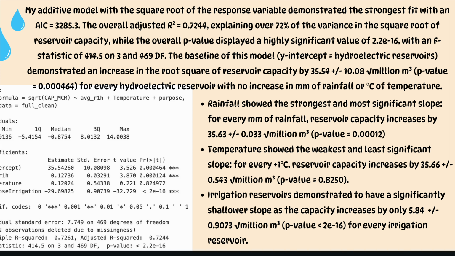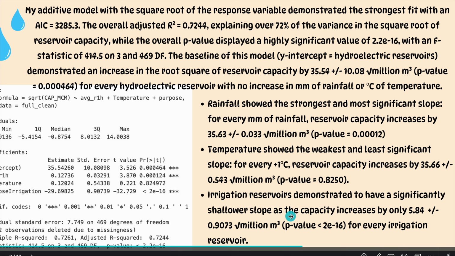For every increase in millimeters of rainfall, reservoir capacity increased by 35.63 plus or minus 0.033 million meters cubed, the root square of that still, with a p-value of 0.00012, and temperature showed the weakest and least significant slope and relationship. For every increase in degrees Celsius, reservoir capacity increased by 35.66 plus or minus 0.543 million meters cubed, the root square of that. But it had a very insignificant p-value of 0.83, so that will be ignored.